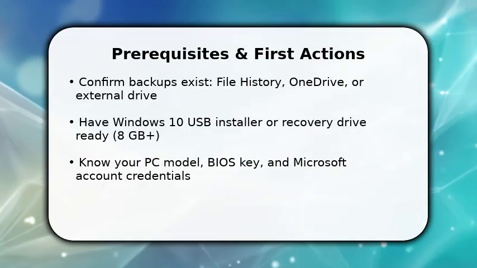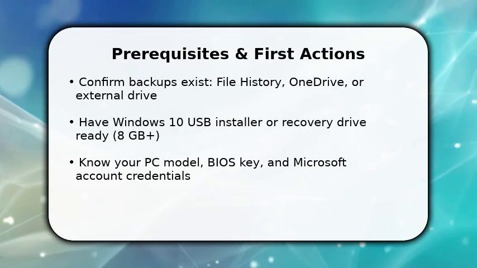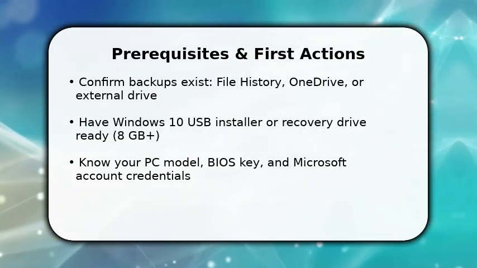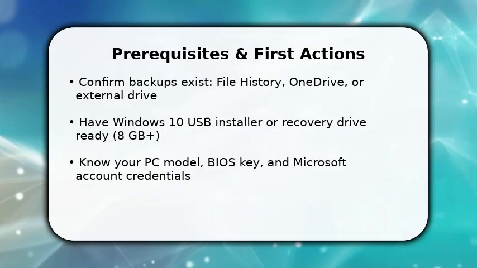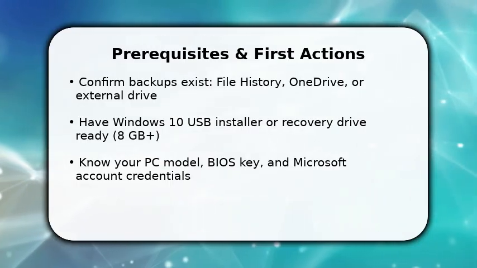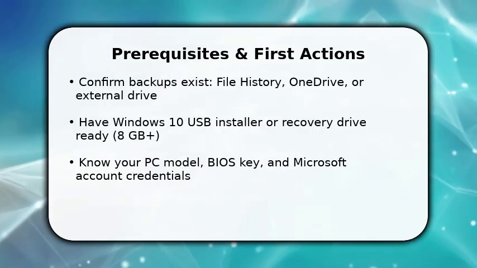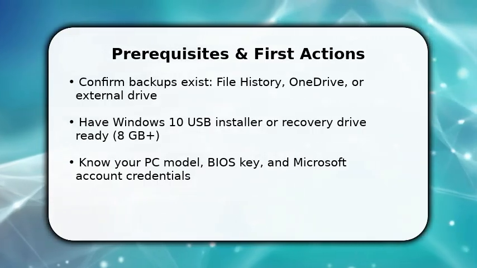You start by confirming backups and gathering tools. This avoids data loss and speeds recovery. Once you have a Windows 10 USB or recovery drive, plug it in and power off the PC. Press the BIOS/boot key for your model to boot from USB, and choose Repair your computer rather than Install.